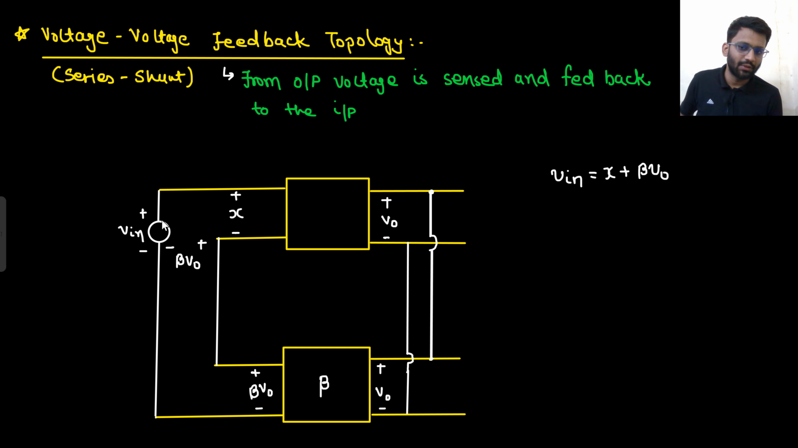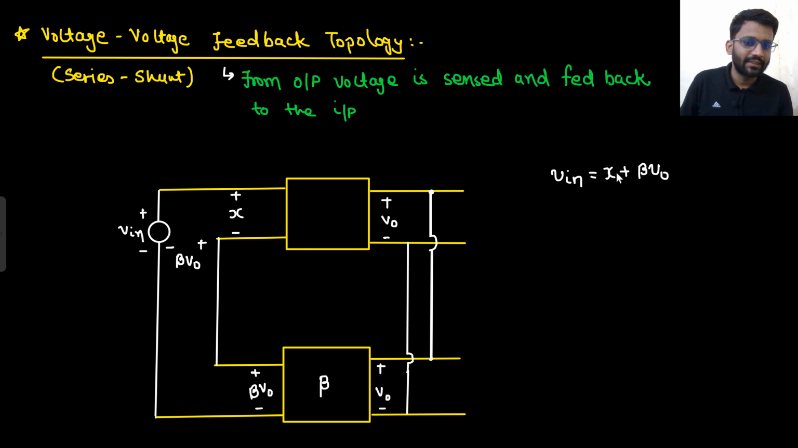Because if this potential is 0, this potential will be V in. If this potential is 0, this potential will be beta V naught. If this potential is beta V naught, then this potential will be beta V naught plus x. So V in is equal to beta V naught plus x. Very easy, very straightforward. Simple network analysis is used.